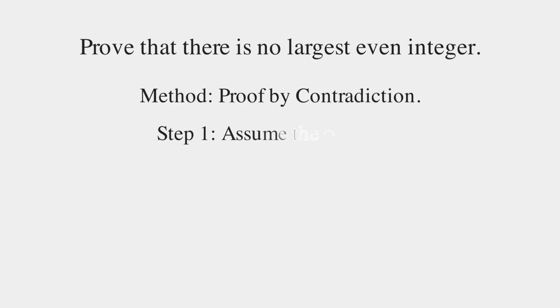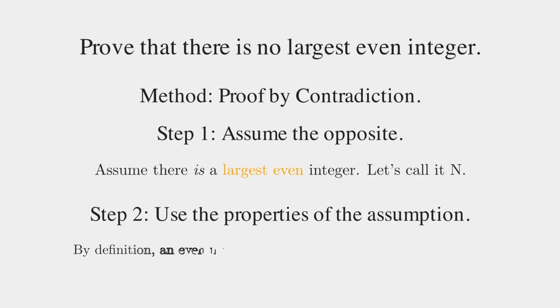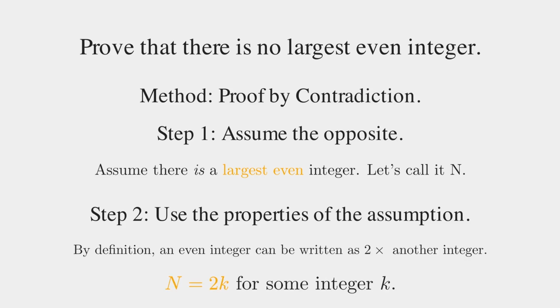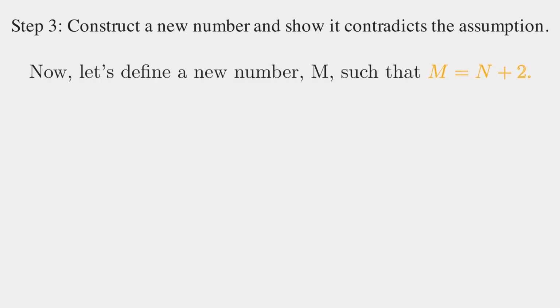Now, as usual, let's assume the opposite. Let's suppose that there is a largest even integer. Let's call it n. Now, since n is an even integer, by definition, it can be written as 2k for some integer k. Let's create a new integer m by adding 2 to n. So, we will have m is equal to n plus 2. Now, m in that case will become 2k plus 2, which is 2 into k plus 1.